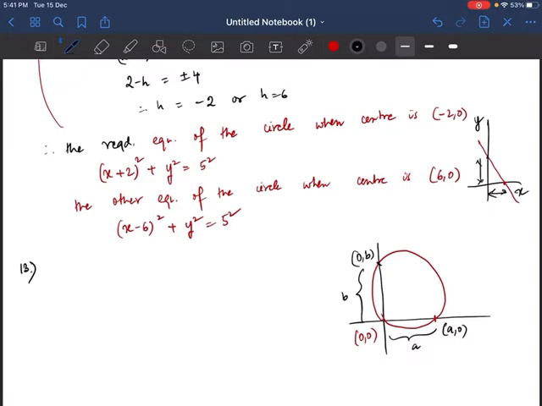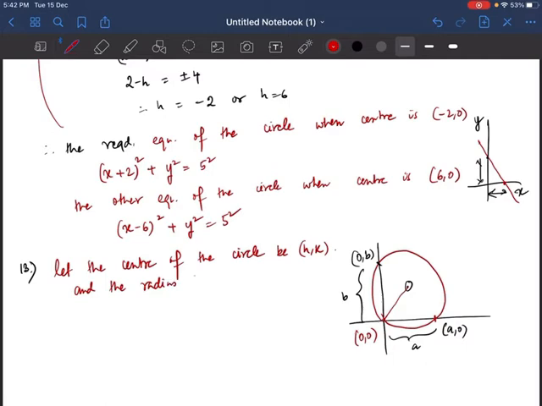So what are we going to do now? They haven't said anything about the center. So first thing, we will assume the center of the circle to be h comma k. Then I will try to write the equation of the circle. And we have to guess the radius also. So let's say the radius to be r. So we have to guess these three things.